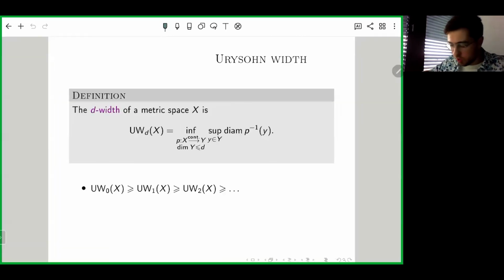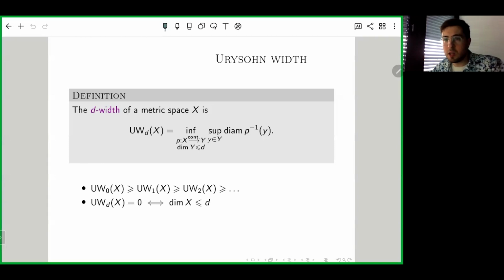Let me briefly mention some trivial properties of the width. It's monotone in dimension. The zero width is basically the diameter of the space, or the maximal diameter of a connected component of the space. One-dimensional width corresponds to how well you can approximate your space with a graph. This width will be, of course, smaller than the diameter, etc. And the d-dimensional width being zero happens if and only if the covering topological dimension of your space is at most d.